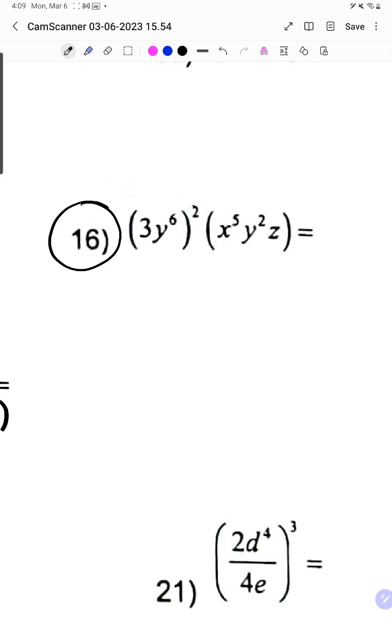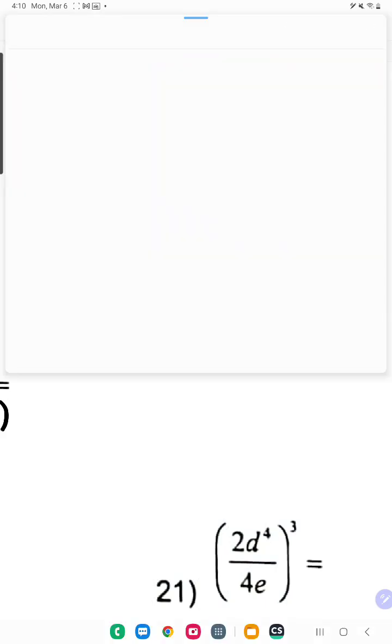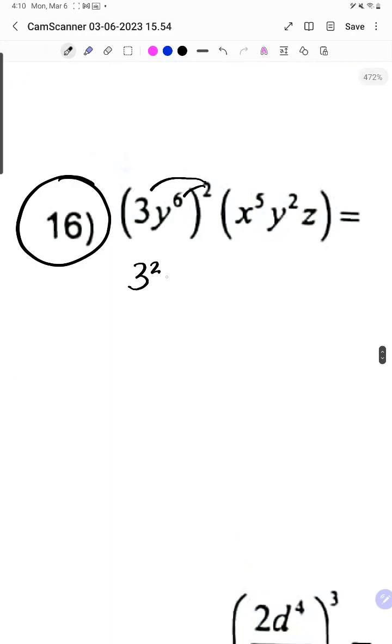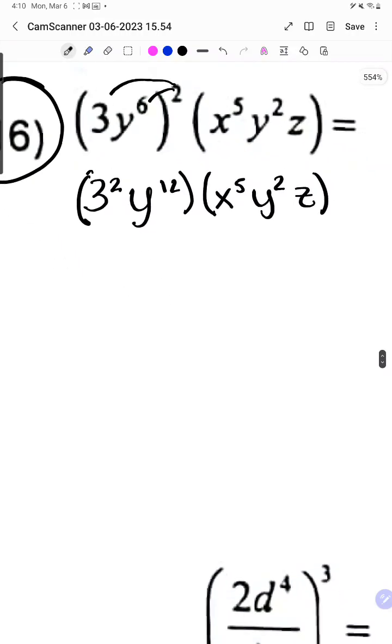Okay, so first things first, you are going to distribute this 2 to here and here. And then this doesn't have an exponent to be distributed, so we'll keep this one the same. So this will be, oopsies, this will be 3 squared y to the 12th. Then we'll have times x to the 5th y squared times z. So we'll square this 3, which will make that 9.